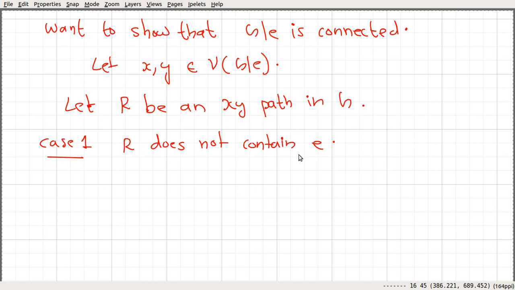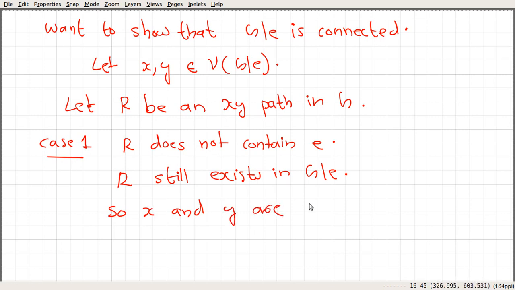Okay, so if R does not contain the edge E, then we obtain this G minus E by deleting the edge E, right? So that says R still exists in G minus E. Since R still exists in G minus E, there is a path from x to y, and x and y are connected in G minus E. So these two vertices x and y are connected in G minus E.